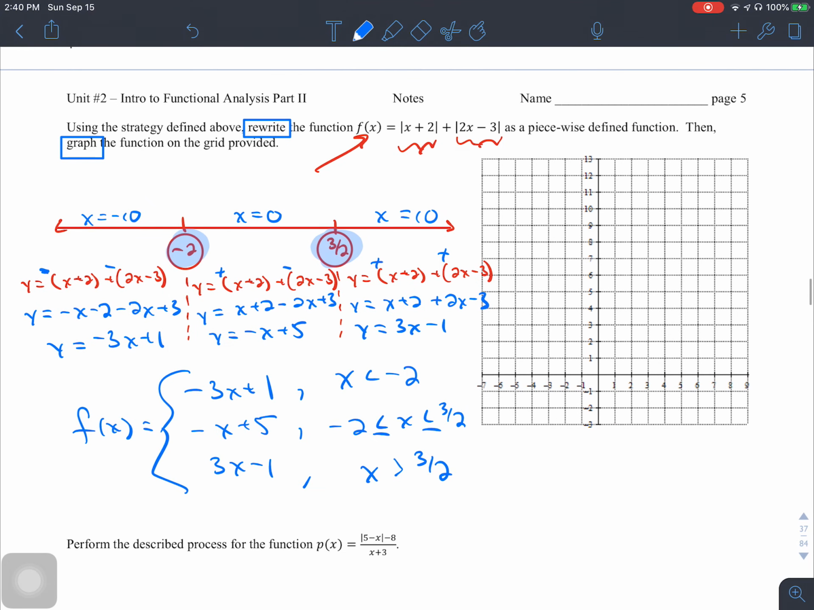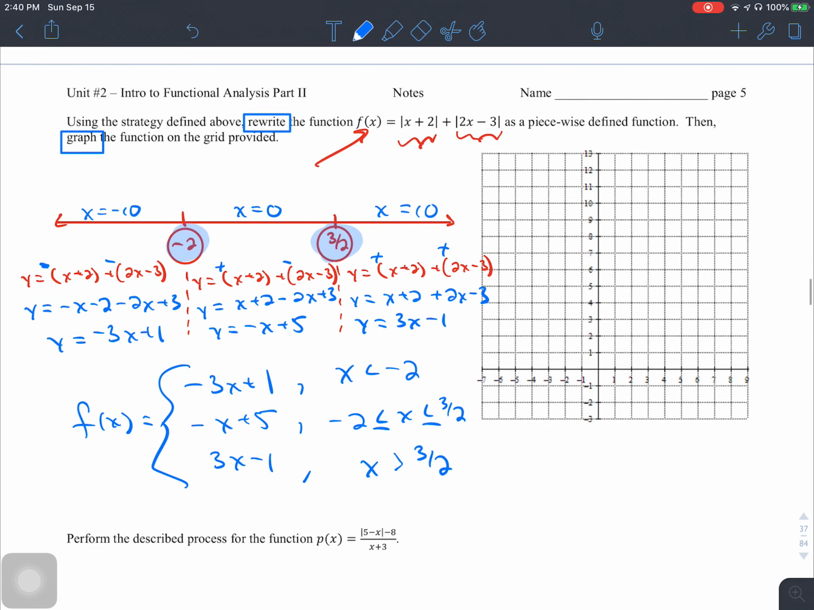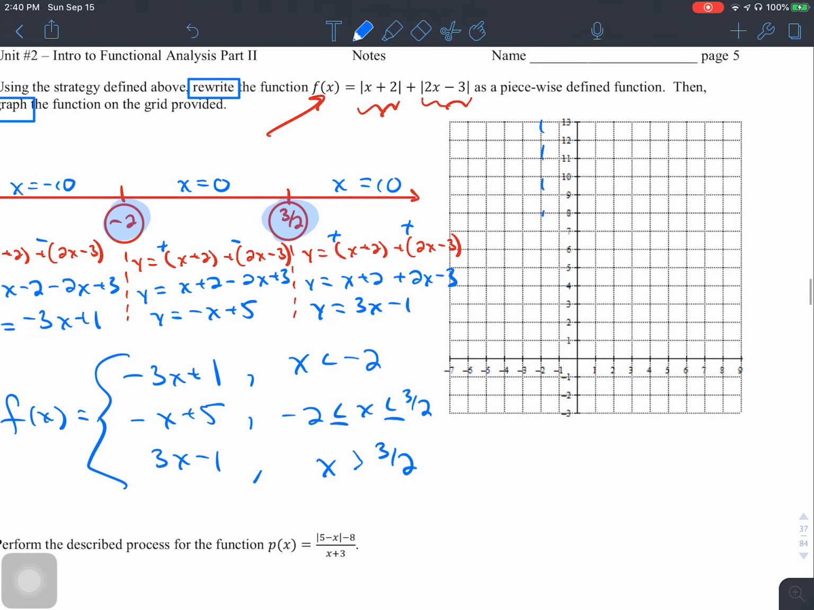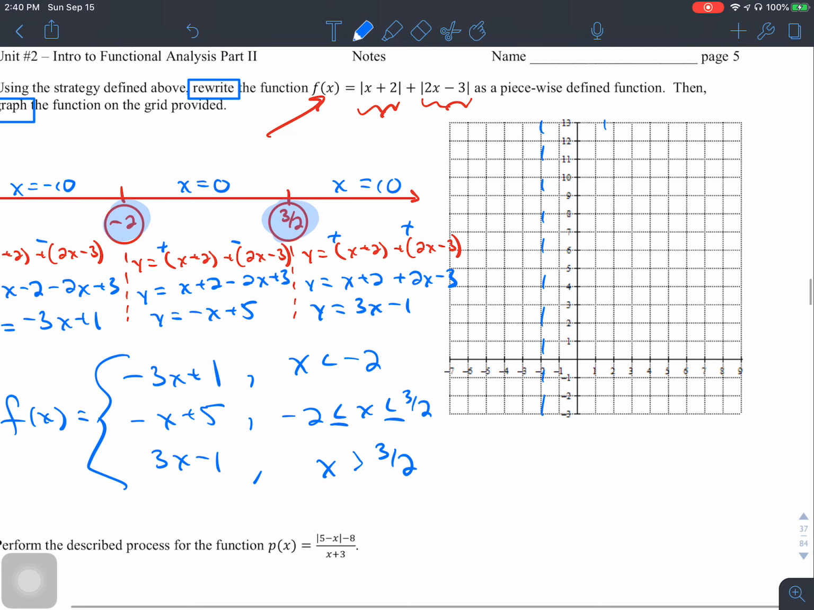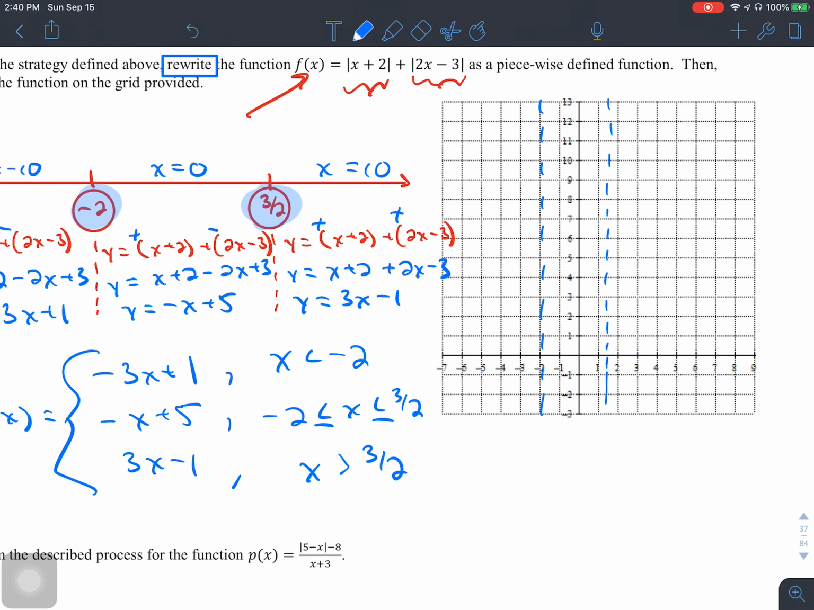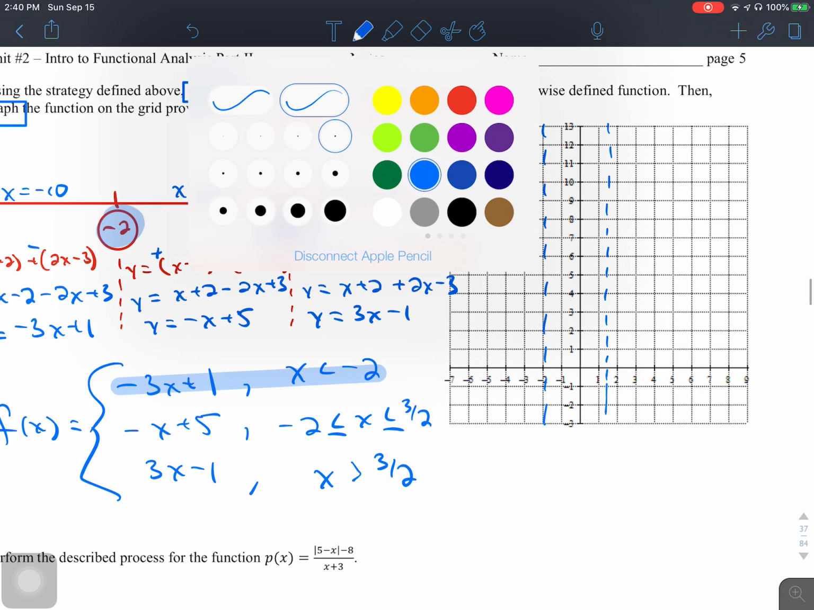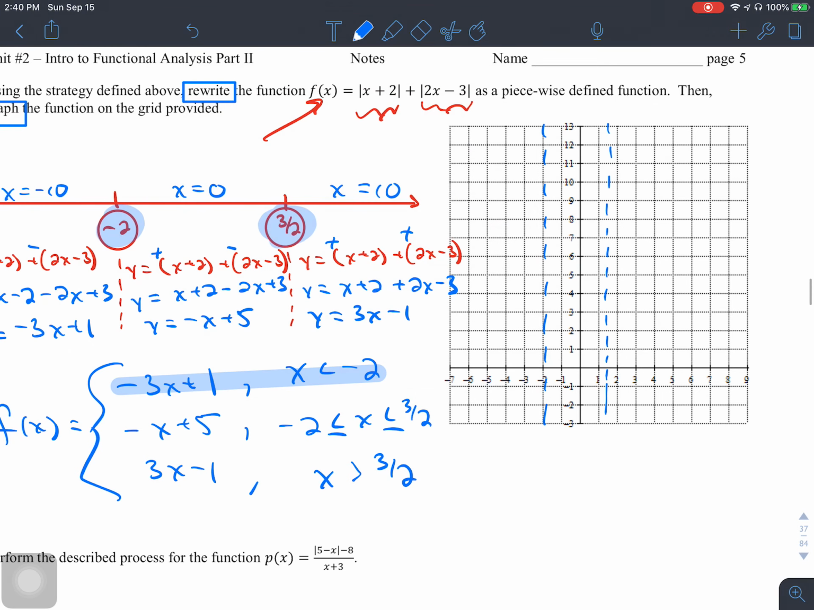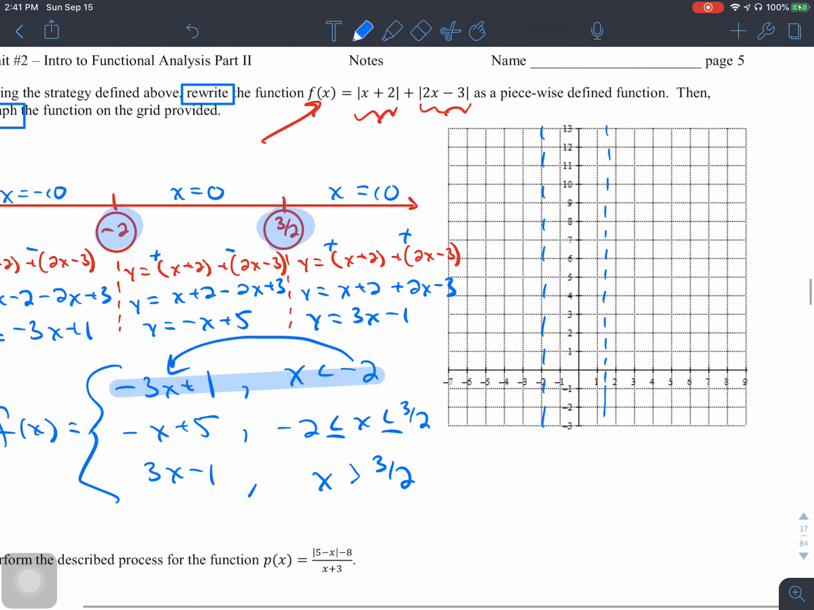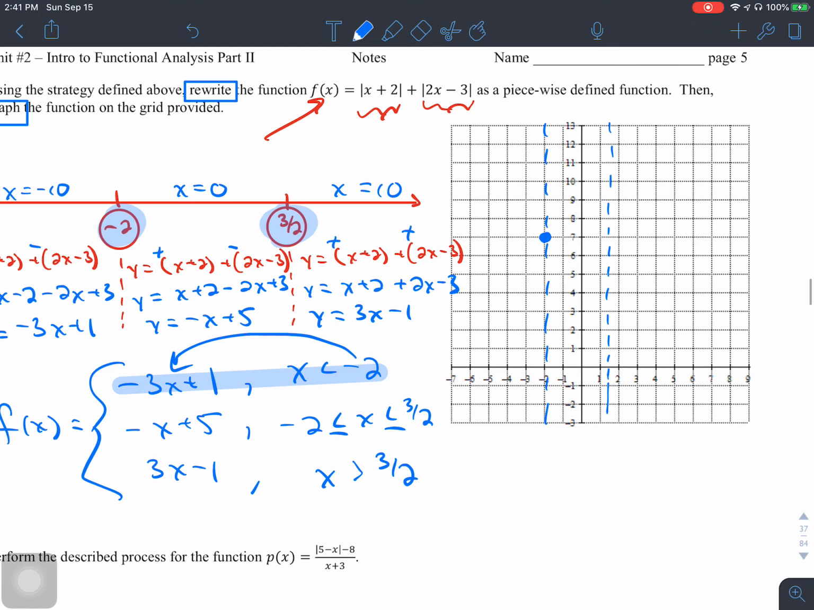We finished the rewrite part, now we're supposed to graph it. To help with this, I'm going to lightly draw a vertical dashed line at -2 and 1.5. That's what 3/2 is. To graph this first part, I'm going to first figure out where this hits the boundary. I'm going to put a -2 into this. That's the boundary of this. -2 times -3 is +6, plus 1 is 7. So at -2, 7, there's a dot.